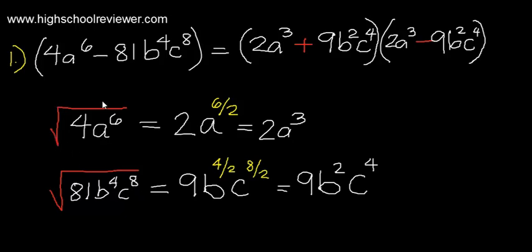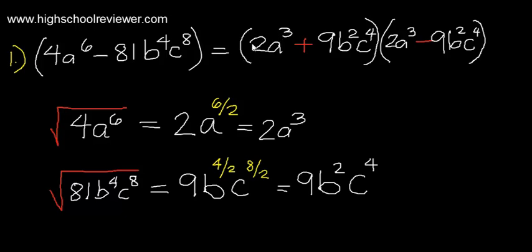The square root now of 4a raised to 6 is equal to 2a raised to 3. The square root of 81b raised to 4 c raised to 8: the square root of 81 is 9, and the square root of b raised to 4 will be 4 divided by 2. And the exponent here of c raised to 8, the square root of c raised to 8, divide the exponent 8 by 2. We have here 9b squared c raised to positive 4. Okay, so these are now the factors.